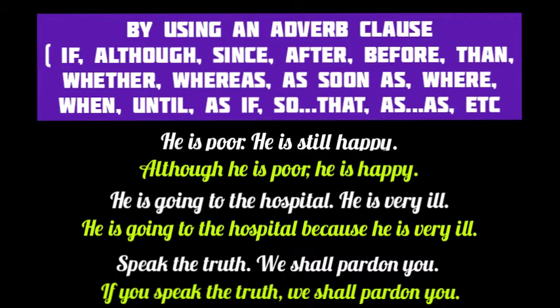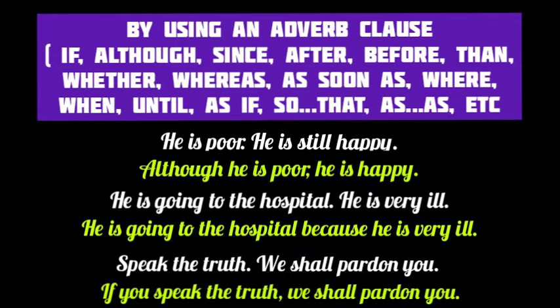In the second example, the two separate simple sentences are he is going to the hospital and he is very ill. They express a relation of cause and effect. Here in the complex sentence, he is going to the hospital is the principal clause and because he is very ill is the adverb clause. The subordinating conjunction because is joining the two clauses in this sentence. Remember, the subordinating conjunction always initiates or comes at the start of the subordinate clause.